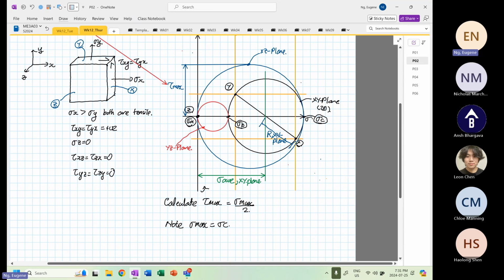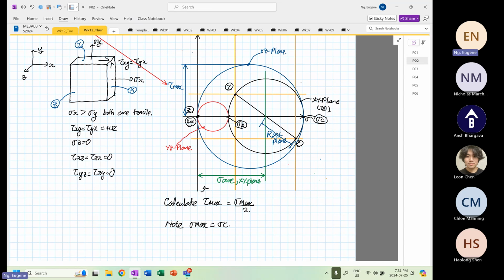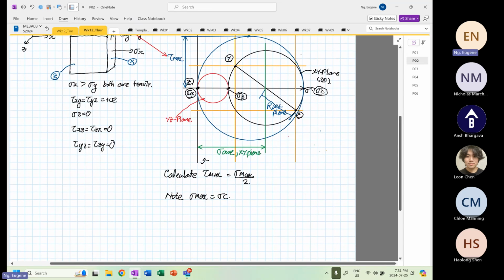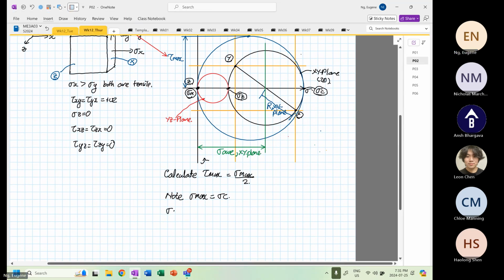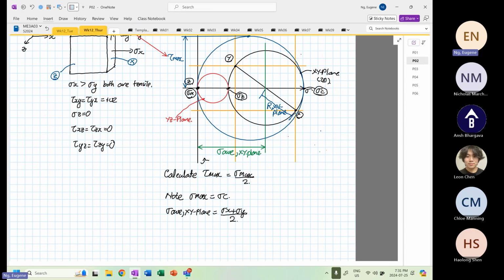The radius for the XY plane, or the maximum shear stress in the XY plane. Okay. So now we have to determine what is stress C. Okay. So stress average in the XY plane is straightforward. It's equal to stress X plus stress Y, and we need to divide by 2. Right? So that is your stress average for your XY plane.